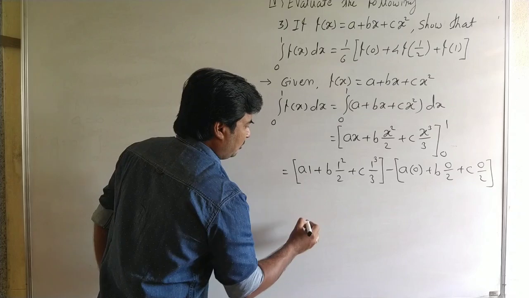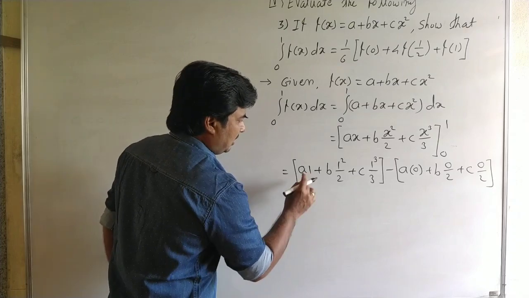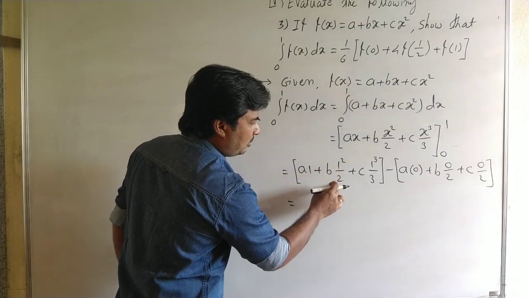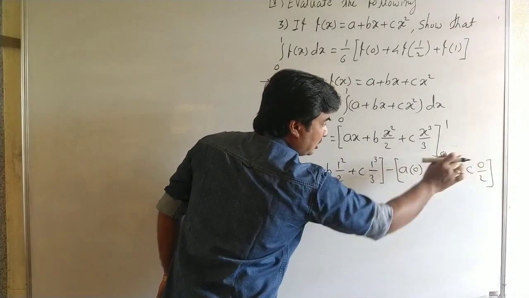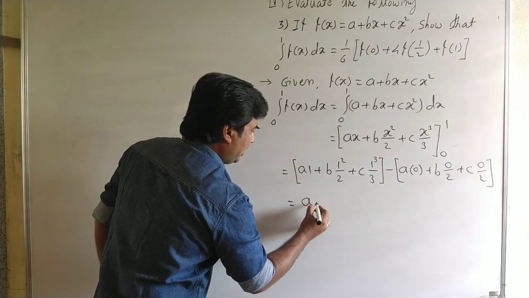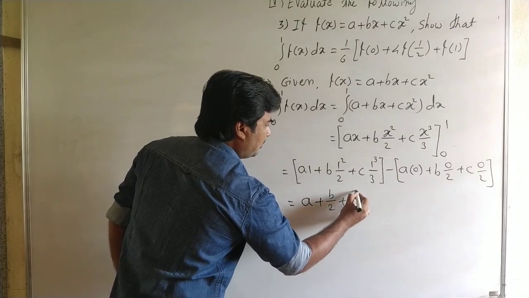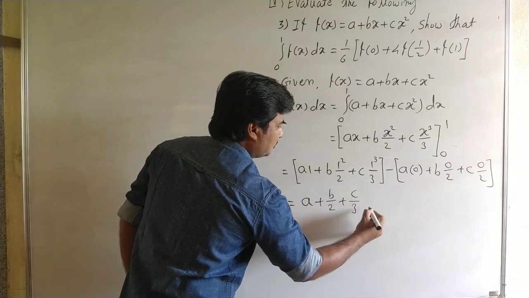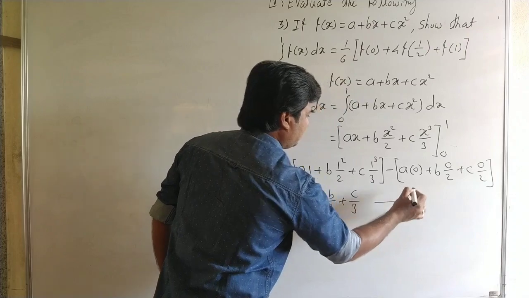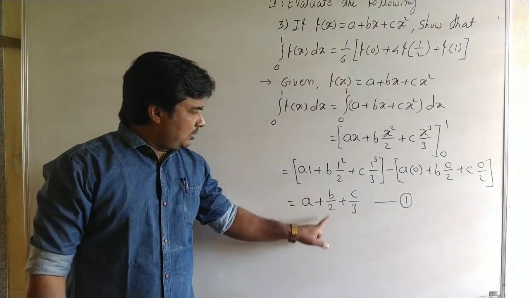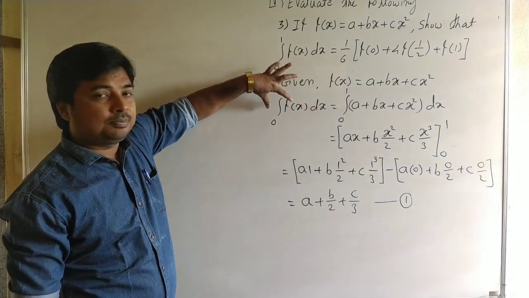And then the calculation is a plus b by 2 and plus c by 3, and all the terms are 0. Therefore it is a plus b by 2 plus c by 3, and it is equation number 1. Now a plus b by 2 plus c by 3 is the value of this term.